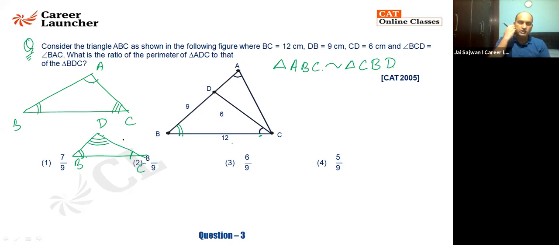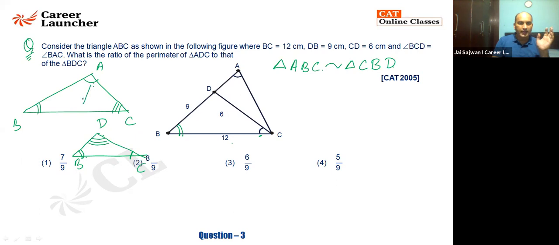Yes, because you know the sum of the three angles is always equal to 180. If two angles are coming out to be the same, of course the third angle will also be the same, because their sum is constant, 180 degrees. So from this, I can say triangle ABC is similar to triangle CBD.